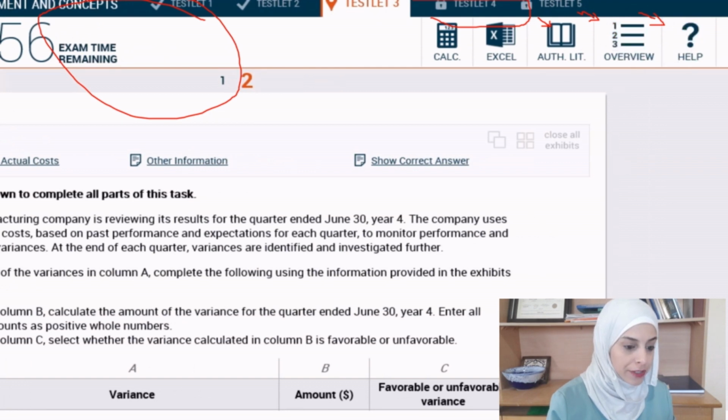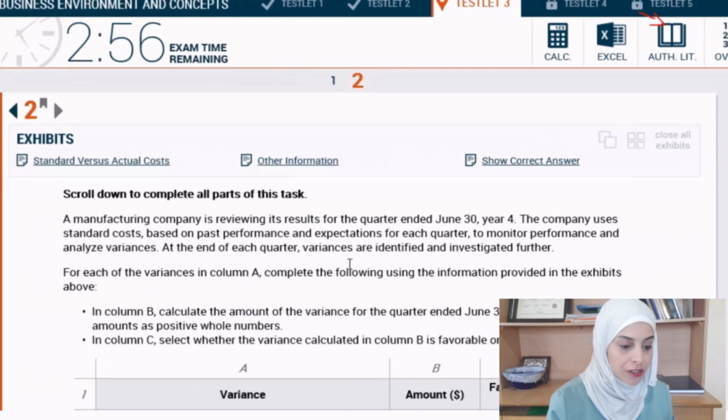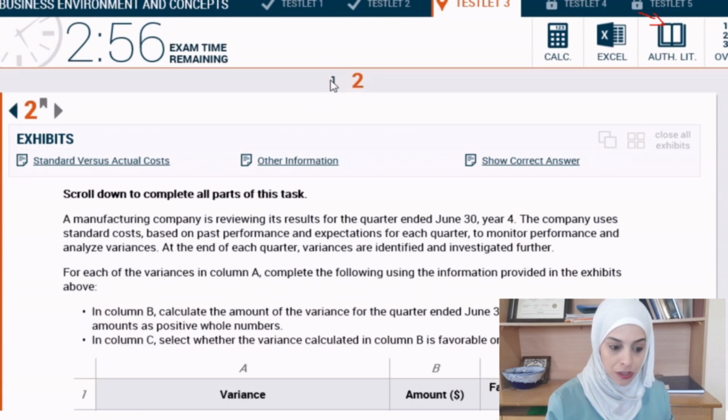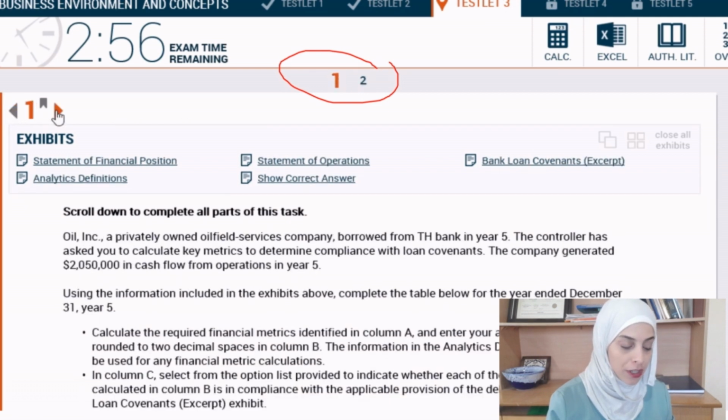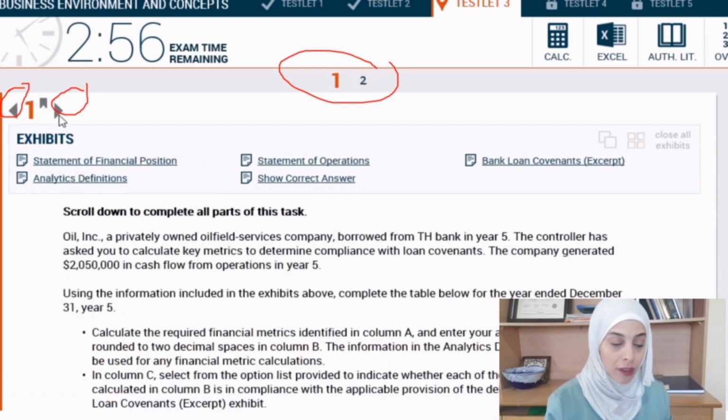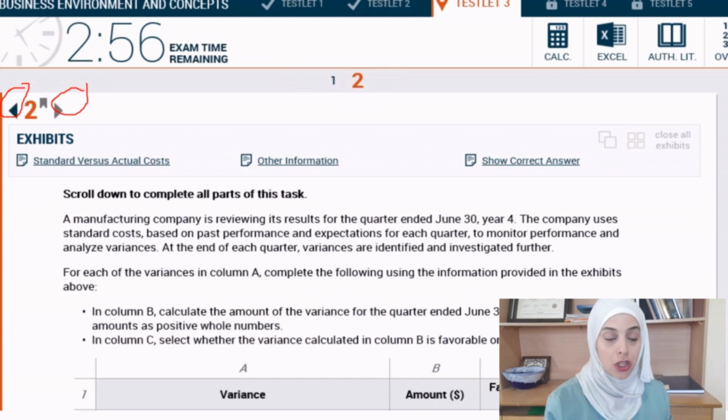And here you will find the numbers. With these numbers you can go backwards and forwards, so you can see the next question and the previous question as well. And here are the arrows that do the same thing. When you click on the arrow here or there, it takes you backwards and forwards to see the next question or the previous question within the testlet. As you all know, guys, once you finish the testlet and submit it, you can't go back to this testlet and see its questions.